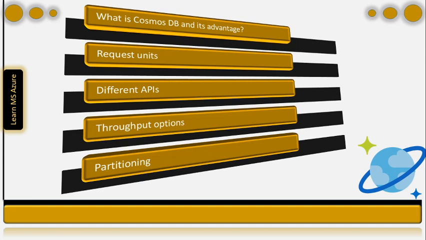We are going to see the fundamentals of Azure Cosmos DB, and in this one we'll talk about what Cosmos DB is and its advantages, what is meant by request units, what the different API options are to connect to the database, what is meant by throughput and the different options to define that, and what is meant by partitioning, how you can divide your data logically in case of containers.